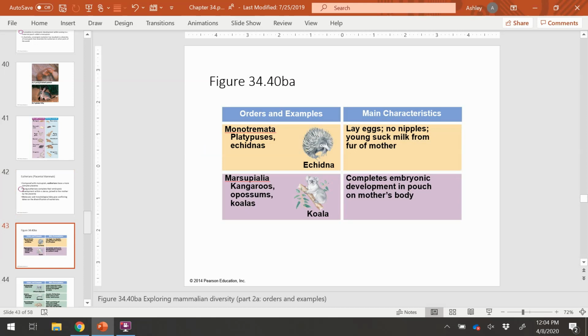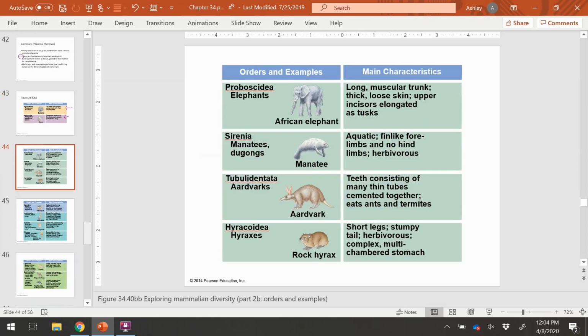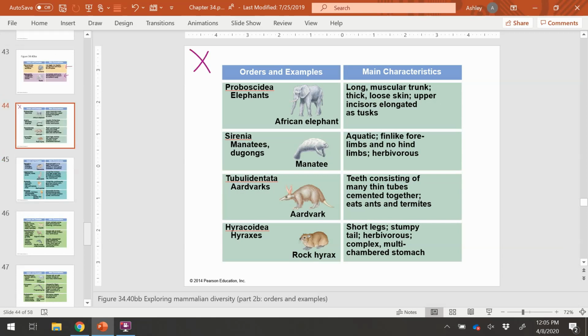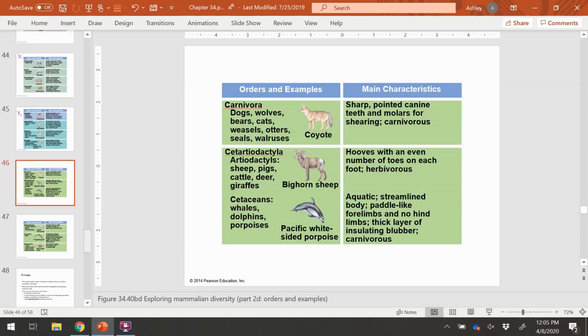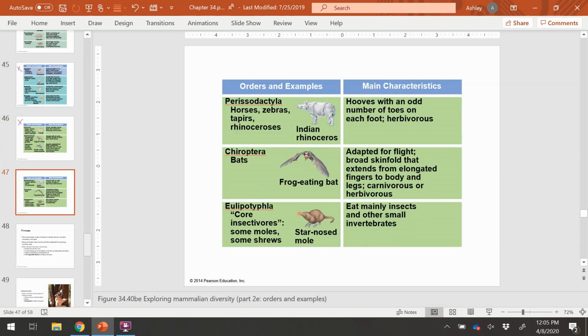And so the next images, you can see the monotremes, the marsupials, main characteristics, which are good to study from here in terms of main characteristics. And then the rest of them are going to be eutherian mammals. And so here you can see lots of different kinds. And so this is not something you need to try to memorize. That would just be cruel and unusual punishment. But it's nice to take a look at and see how many different orders and examples there are.